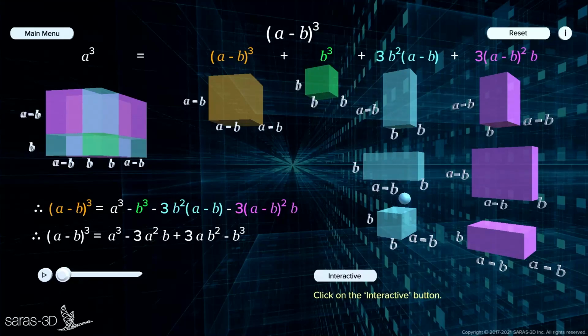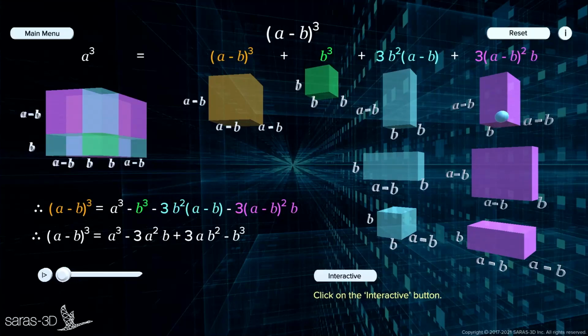What about these three cuboids? If you compare the dimensions, they are the same. Here it is a minus b, b and b. Here it is b, a minus b and b. Here it is b, b and a minus b. If we rotate one of them, then we will get the other cuboid. So the volume of each of these cuboids will be a minus b times b square. But because there are three, the summation will give us 3b square times a minus b.